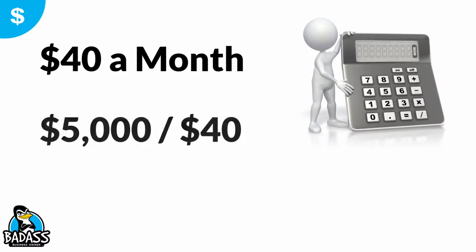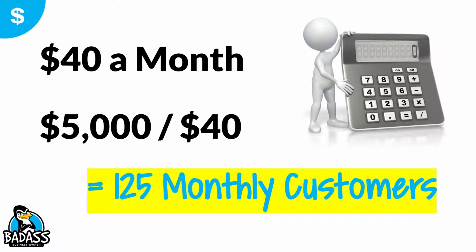And we have a service that we do. It's $40 a month. That's what people pay. So we take the $5,000 goal and divide it by the 40, because we know we get that every month, and we have to figure out how many customers we need. By doing this calculation, we know we need 125 monthly customers to hit $5,000 a month as our sales goal.